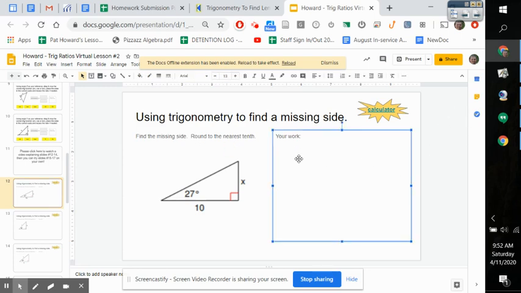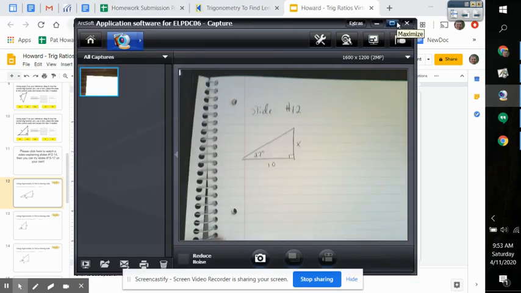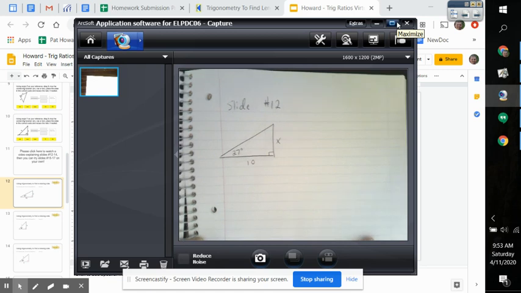Now, you're going to have a little box over here you can type your work in, or you can write it down on paper and paste it in there. I'm going to show you guys how to do this on paper because I'm just old school. I like writing things out.